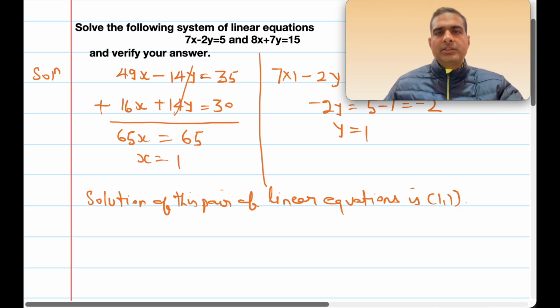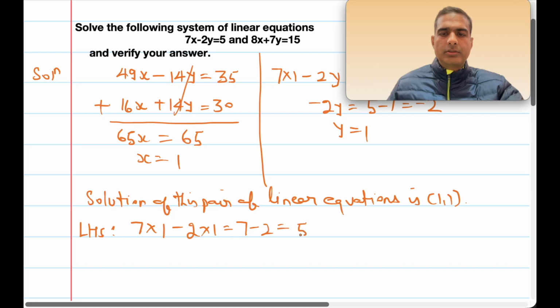So verification means if I substitute x is equal to 1 and y is equal to 1 in both the equations, the left hand side should be equal to the right hand side. So taking the left hand side of the first equation and substituting x is equal to 1 and y is equal to 1 in this, I will be getting 7 times 1 minus 2 times 1 is equal to 7 minus 2 is equal to 5, which is equal to the right hand side. So at x is equal to 1 and y is equal to 1, the left hand side is equal to the right hand side of the first equation. It means our solution is right.